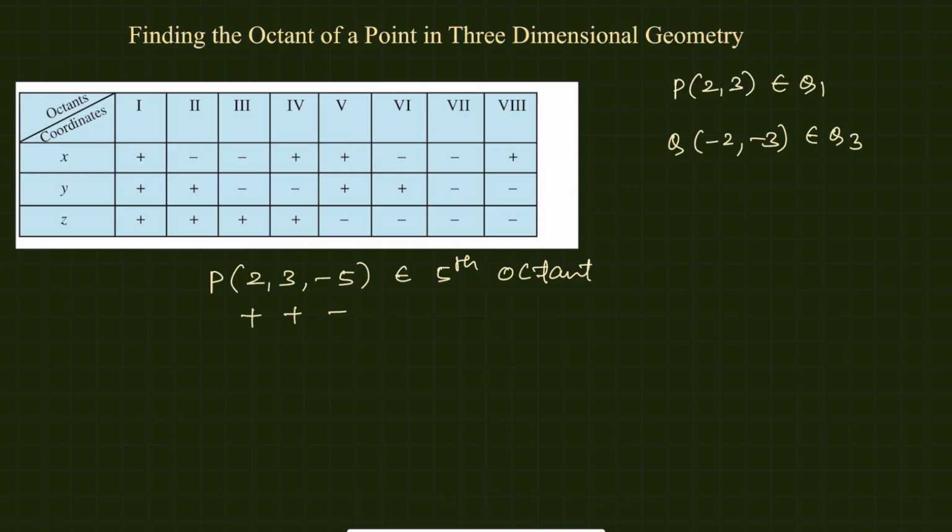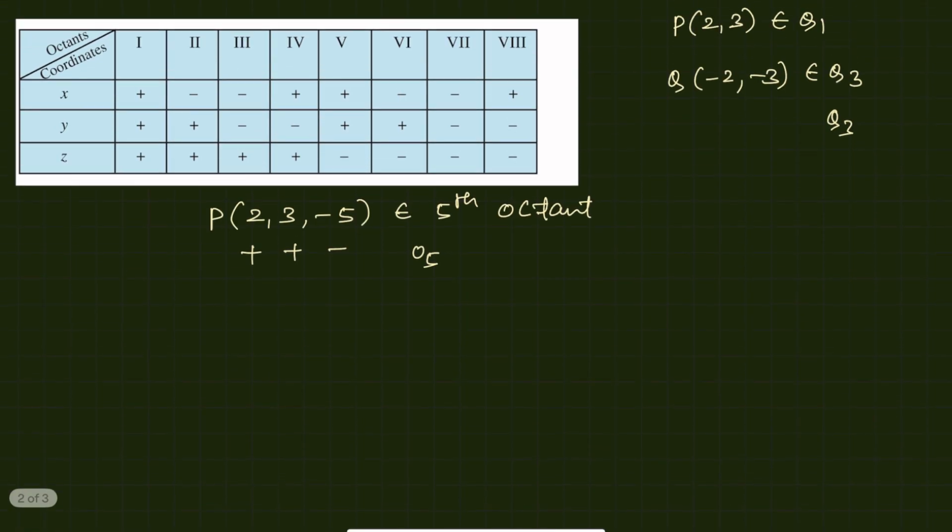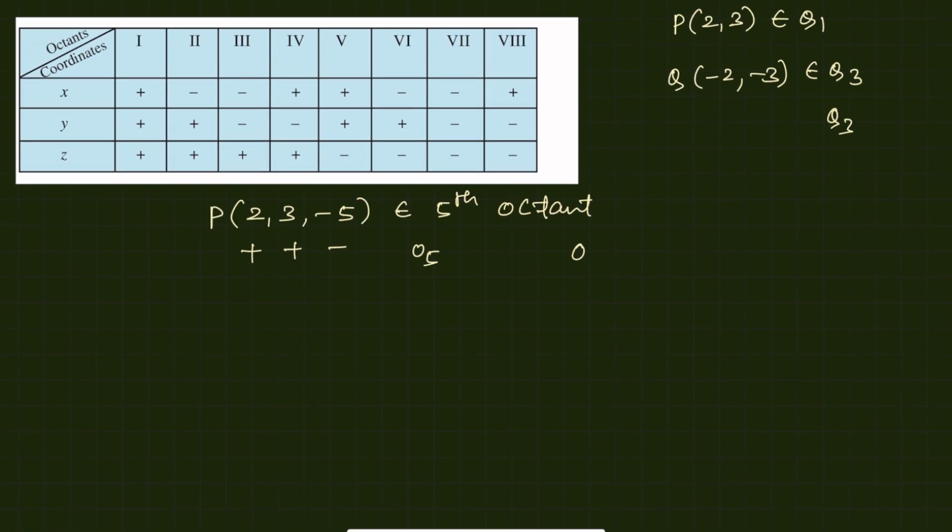Like we write Q3 for the third quadrant, here I will write O5 for the fifth octant. Suppose it belongs to the sixth octant, then I will write it as O6. Now we have this table, so easily we can name the octant. But how to remember this table, right?